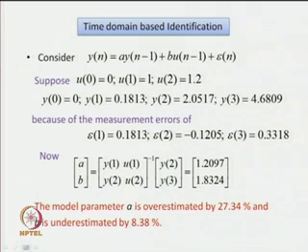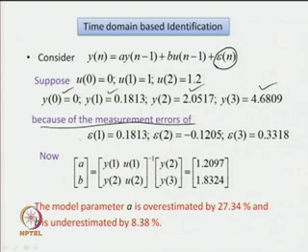Now, let us consider another situation where the set of inputs are u(0) = 0, u(1) = 1, u(2) = 1.2, whereas due to some measurement errors epsilon(n), the outputs are now y(0) = 0, y(1) = 0.1813, y(2) = 2.0517 and y(3) = 4.6809, because of the measurement errors epsilon(1) = 0.1813, epsilon(2) = -0.1205 and epsilon(3) = 0.3318.